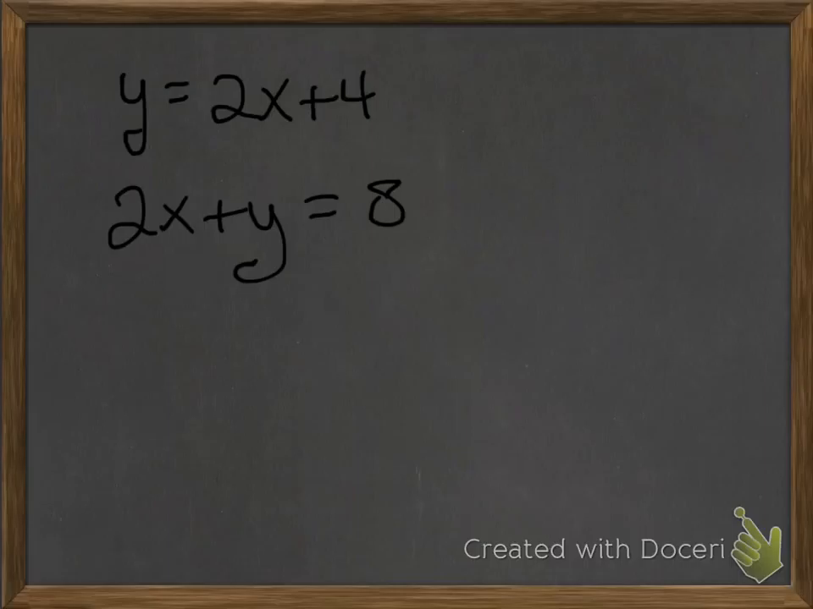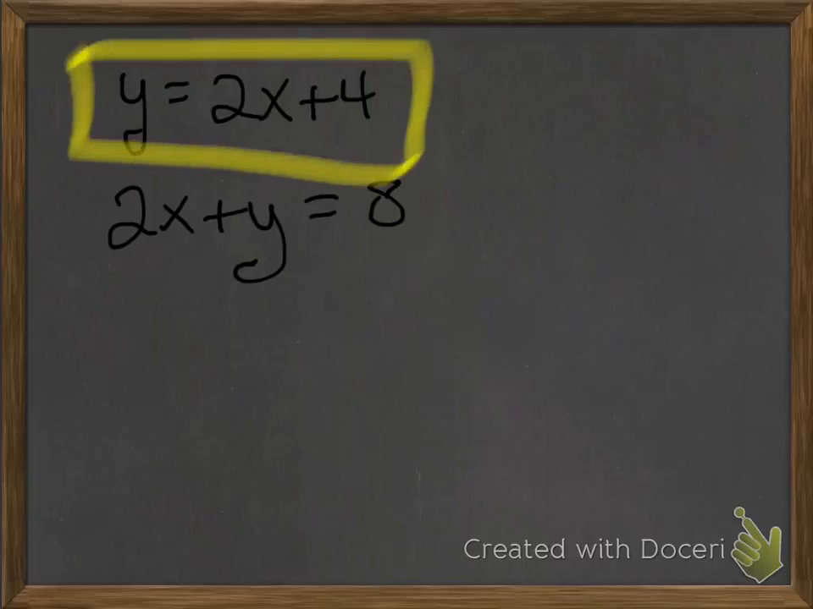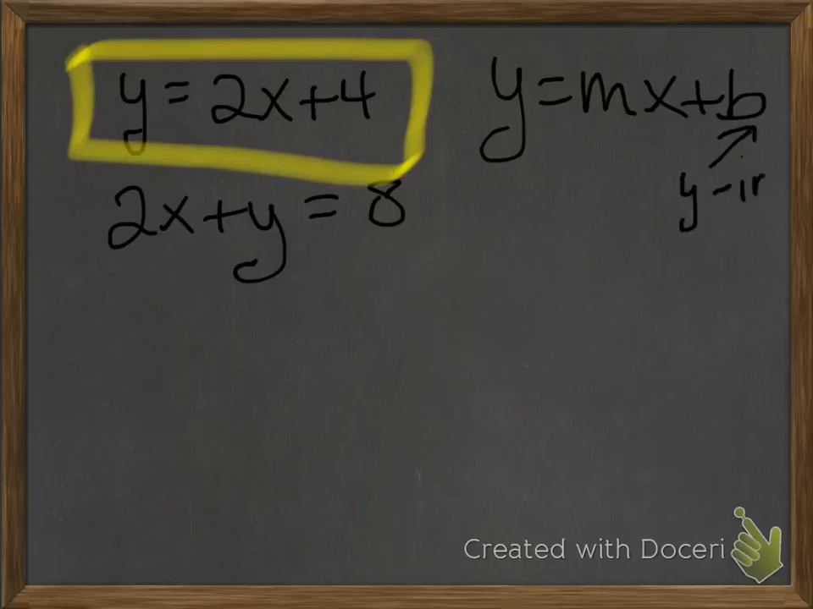So I look at my first equation, y equals 2x plus 4, and that is already in slope-intercept form. And remember, that is y is equal to mx plus b. So b is the number where you begin graphing, and m is your slope. That's how you move. b is your y-intercept, and m is your slope.